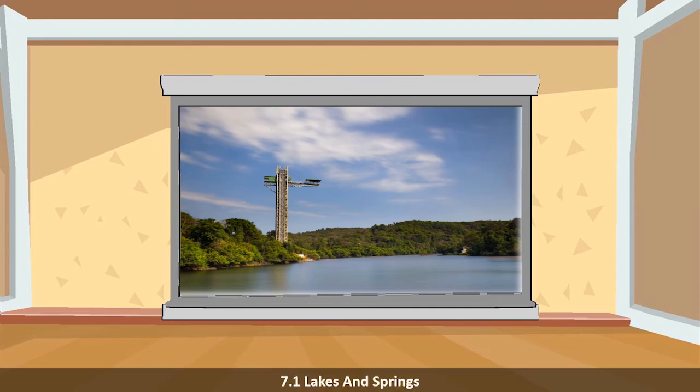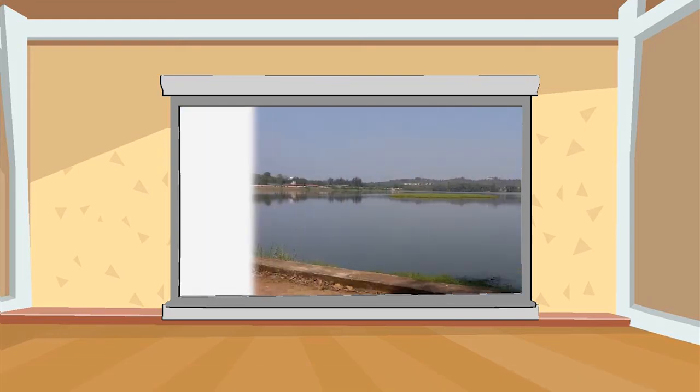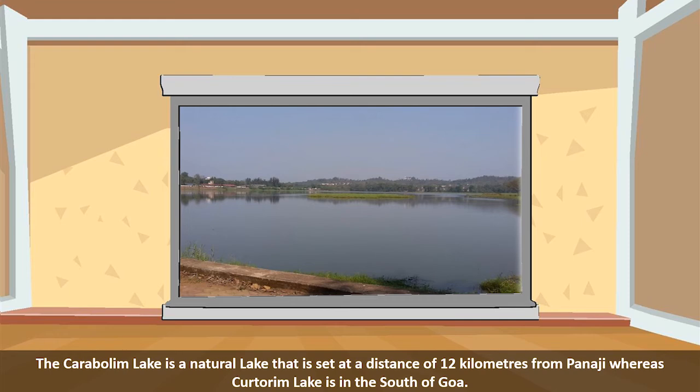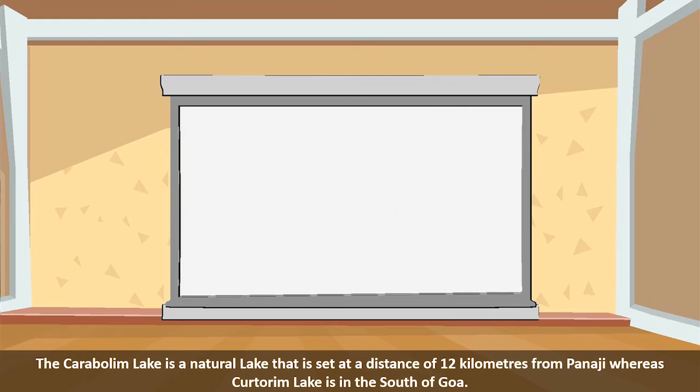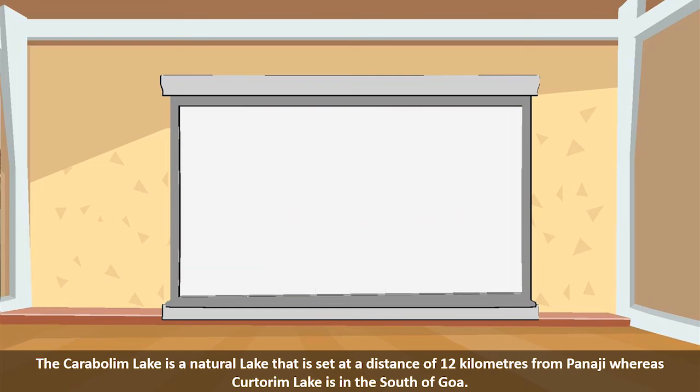Mayem Lake, situated in the Bicholim district of Goa, located 35 kilometers from Panaji, is an artificial lake. Another lake located 12 kilometers from Panaji is known as Carambolim Lake, and the Curtorim Lake in South Goa are natural lakes. Along with lakes, Goa has many natural springs.